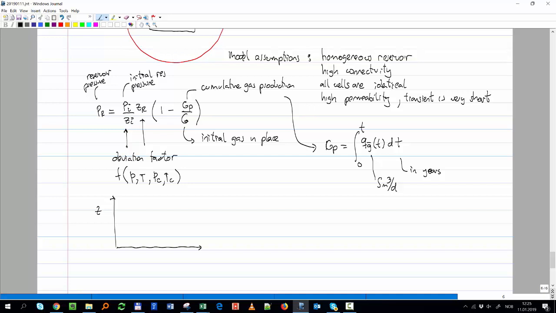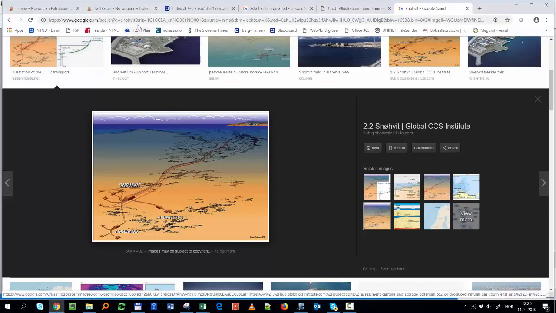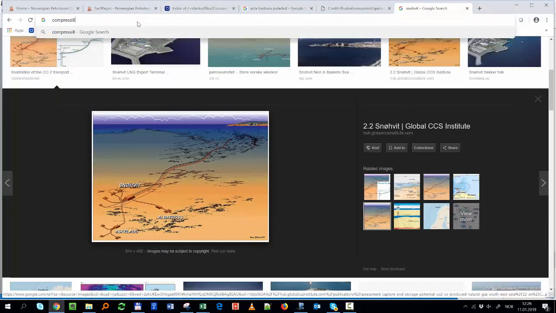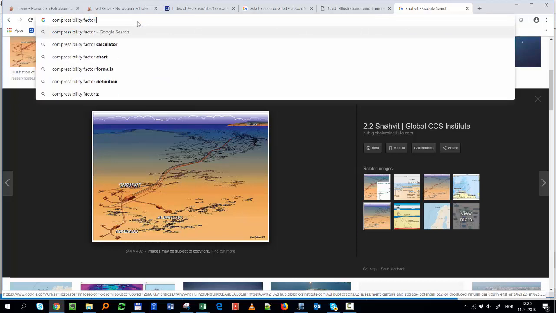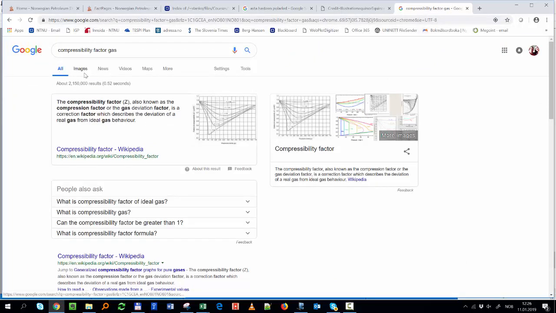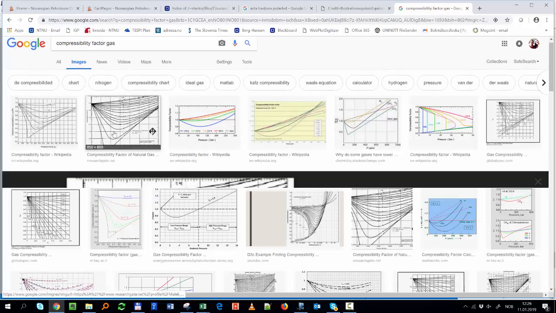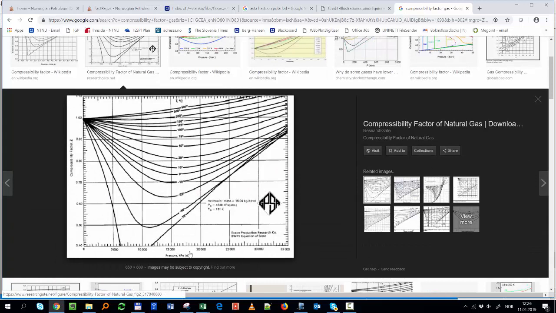You're going to have it programmed in Excel. But Z is a function of PR, the reduced pressure, which is pressure divided by PC, a constant for that fluid. And then you have some strange behavior like that. And this is for TR, that's for another TR, TR2, TR1, where TR is T divided by TC. We can see here, compressibility factor gas, gas deviation factor. We have a chart where we have the pressure, we find the critical pressure, we have the temperature, we find the critical temperature, and then we read this Z.